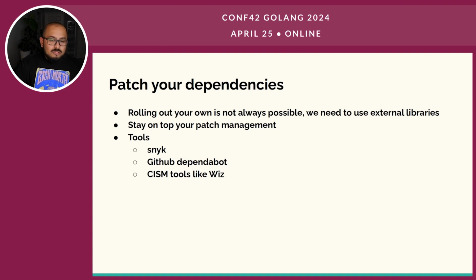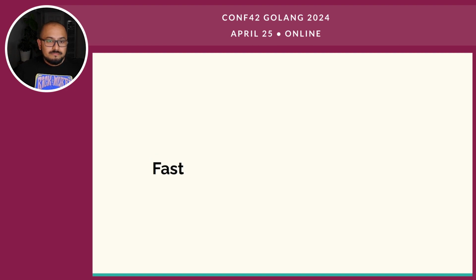And the other thing that we need to be very careful about is that we can't build everything on our own, right? There are instances where we need to use external libraries. This is where staying on top of your patch management is a must. I use tools like Snyk and GitHub Dependabot; even if it's too noisy, it at least helps you stay on top of your patch management. And using CSPM tools like Wiz is an added benefit.